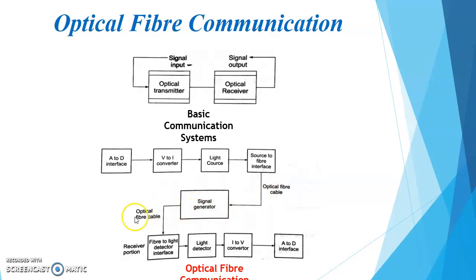Through the optical fiber cable, it is fed to the fiber to light detector interface. This is nothing but the receiver portion. These are the transmitter portion and these are the receiver portion. Once again, the replica will be reversed: fiber to light detector interface, then the light detector, I to V converter and A to D interface.